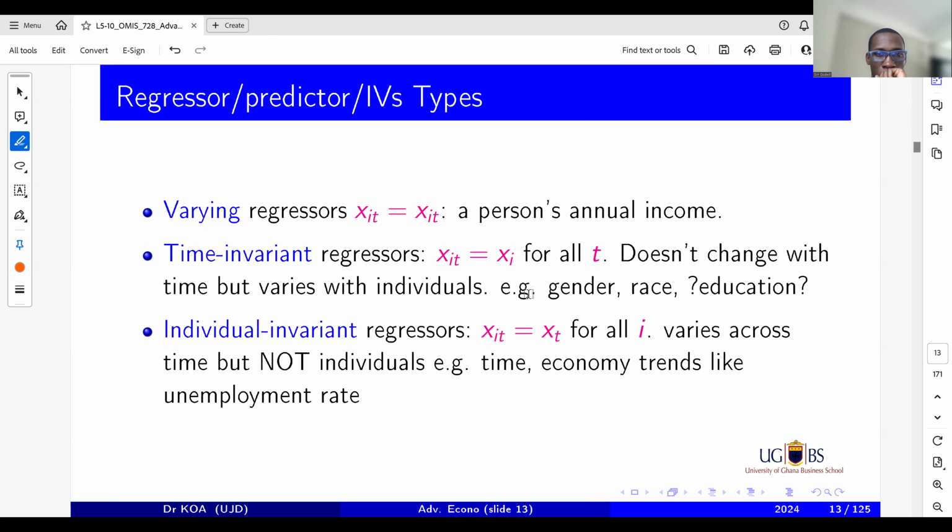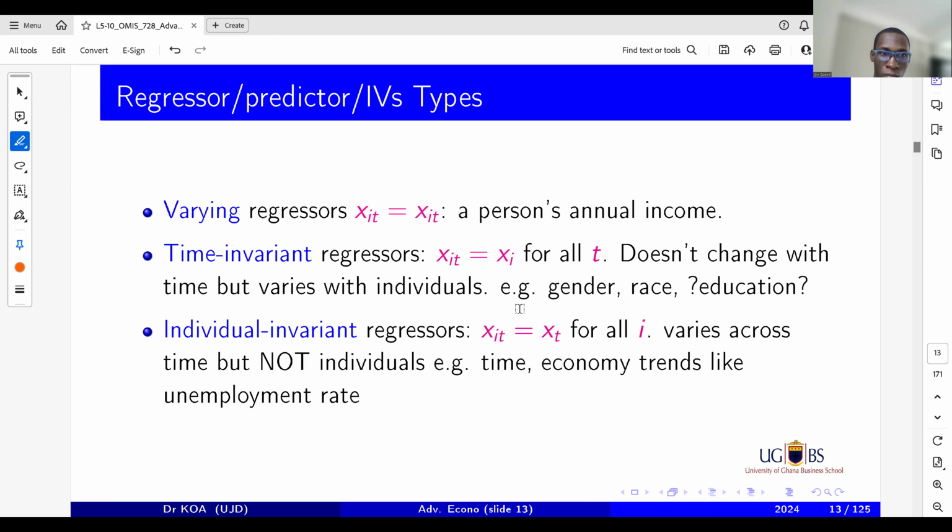The terms can be quite confusing. Take, for example, the GDP of a country. The GDP of a country is changing over time. But then the GDP of that country is not changing across individuals. For that country, it's not changing across individuals. So that's typical: most macroeconomic factors are individual invariant.